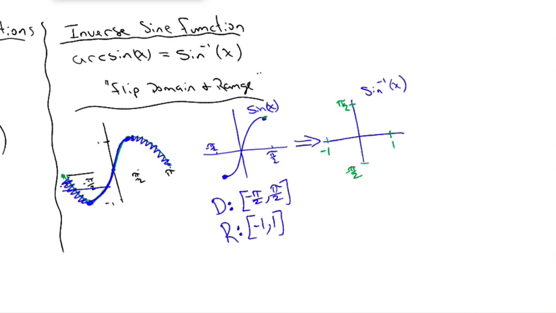So this coordinate here used to be pi over 2 comma 1. When I flip-flop it for the inverse, it's going to become 1, pi over 2. 0, 0, which is kind of boring, stays the same. And then this one over here is negative pi over 2, negative 1. So we're going to get negative 1, negative pi over 2. Almost looks like a straight line, doesn't it?